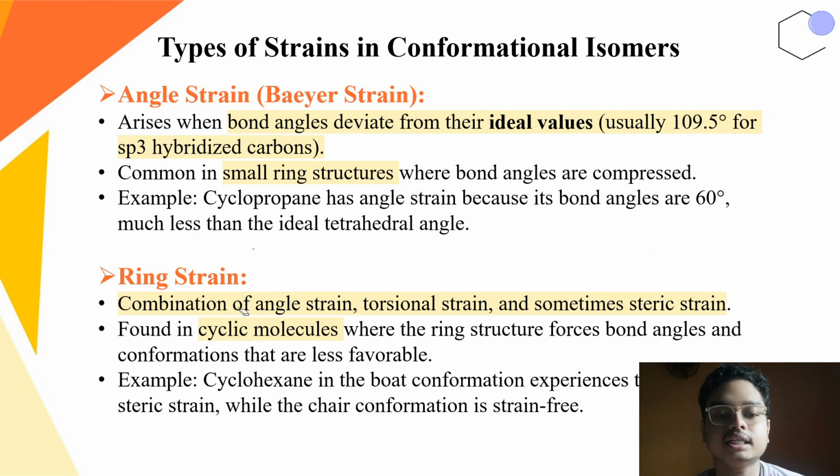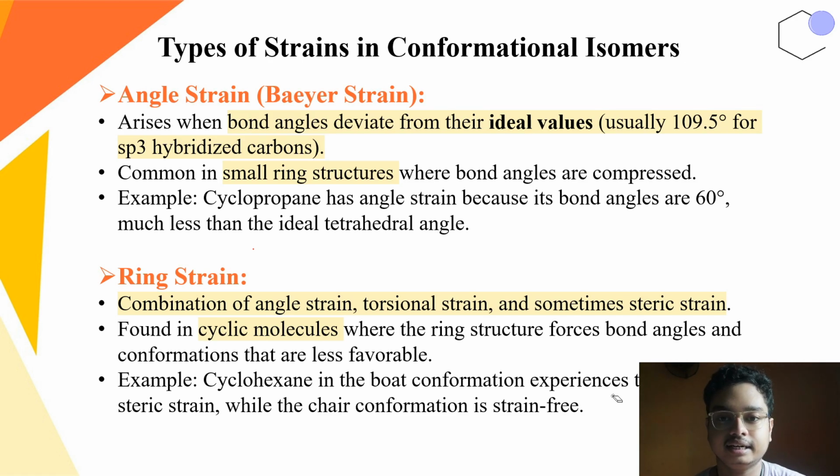And this type of ring strain has been observed in cyclic molecules, and that's why it is named ring strain. For example, cyclohexane in the boat conformation experiences torsion and steric strain, whereas the chair conformer is strain free. So now you have to think about what the cyclohexane boat conformer is and what the chair conformer is. I will discuss that in the subsequent slides, but please remember that ring strain is a combination of the three strains that I have discussed previously, and this type of strain is only present in cyclic rings.